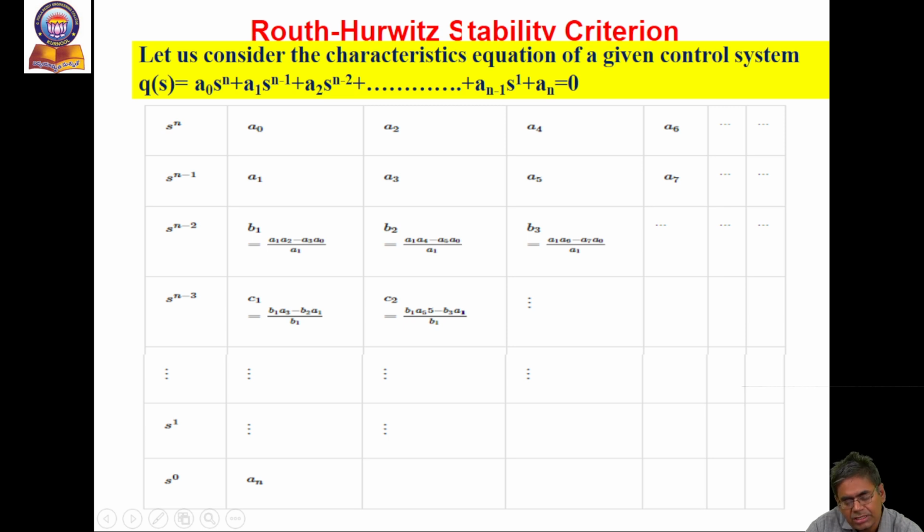Then the system is said to be stable because all the roots are present in the left half of the s-plane. If any sign changes in the first column of the Routh tabulation, then the system is unstable. The number of sign changes in the first column gives the number of roots present in the right half of the s-plane. The system is stable only when all the coefficients in the first column of the Routh tabulation are positive.